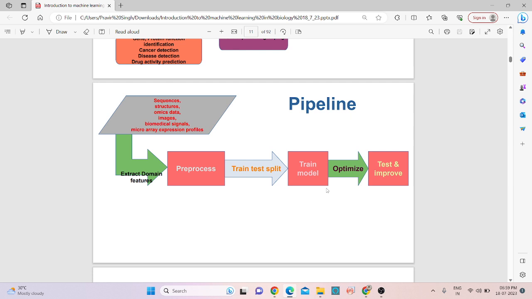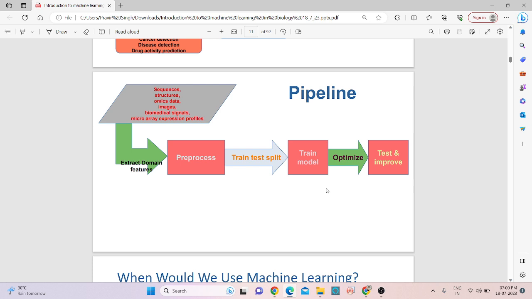So the general pipeline is, given a set of sequences, structures, omic data, images, biomedical signals, expression profiles, etc., we employ some pre-processing methodologies to remove outliers, missing data, etc. Then we make a split of train and test data. We build the model on the training data, and the built model is used with the test examples to test the validity and improve.